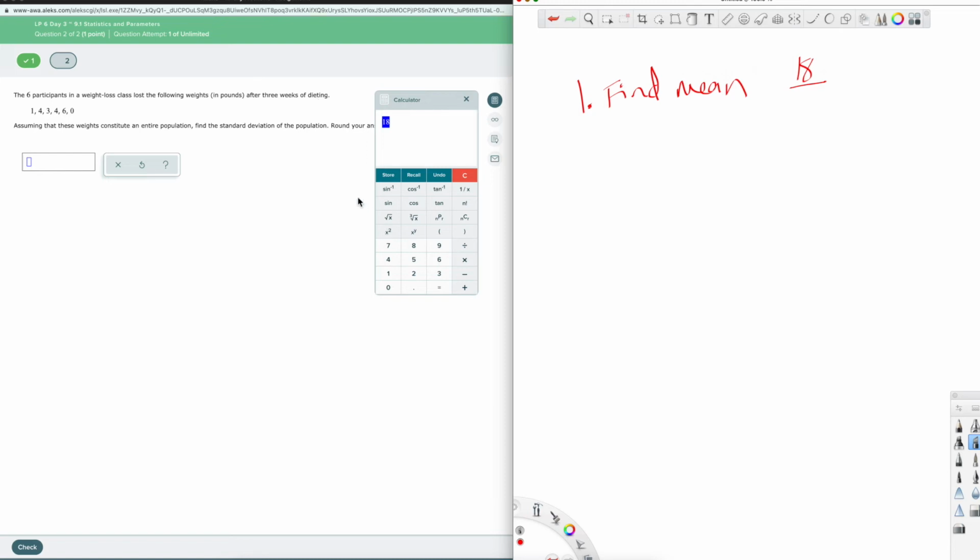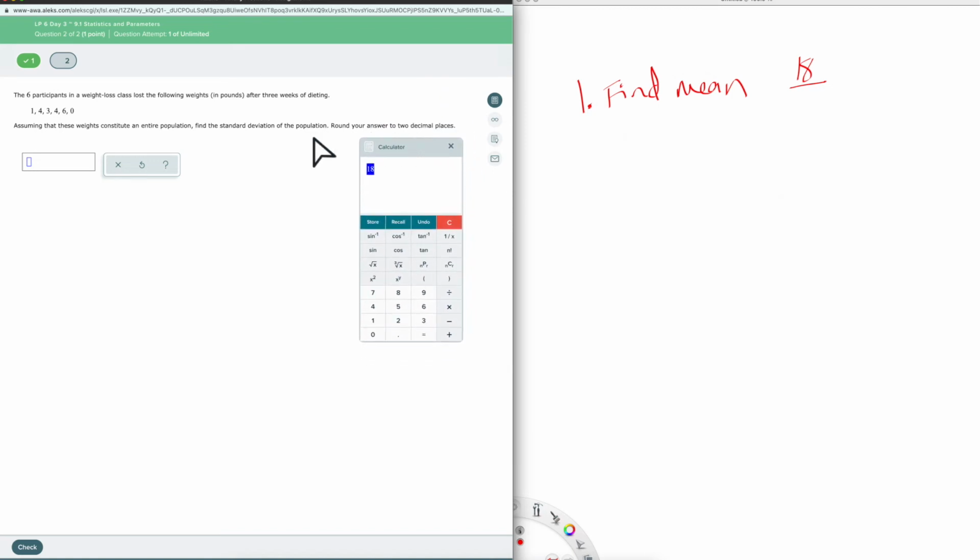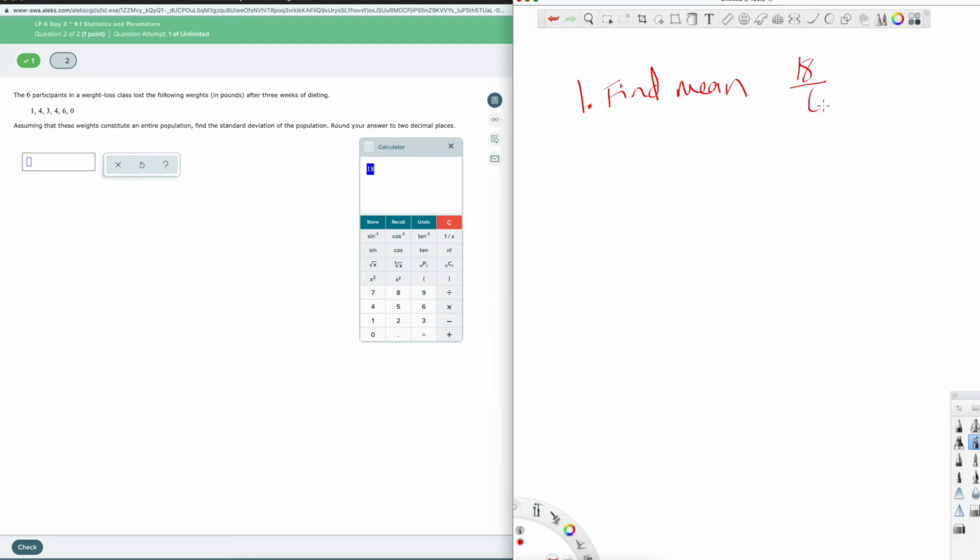So I know I was finding, assuming that these weights constitute an entire population, find the standard deviation of the population. So I knew we were looking for standard deviation here, and I just kind of jumped in. We should always read the problem first, so sorry about that. I was jumping in from my notes page over here. All right, so we're going to divide by 6. So 18 divided by 6, well, that gives us 3. So our average, or our mean, is 3.